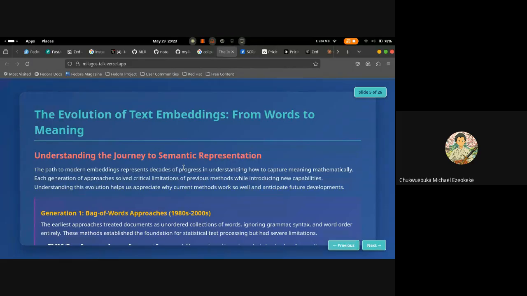Okay, no questions. So I'll be talking on the evolution of text embeddings. Earlier during my presentation, I said something about TF-IDF and count vectorizing and how they work if you're working on a traditional machine learning sentiment analysis project. So modern embedding represents decades of progress by researchers to capture meaning mathematically.